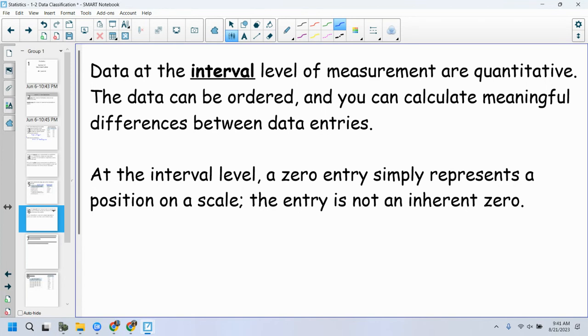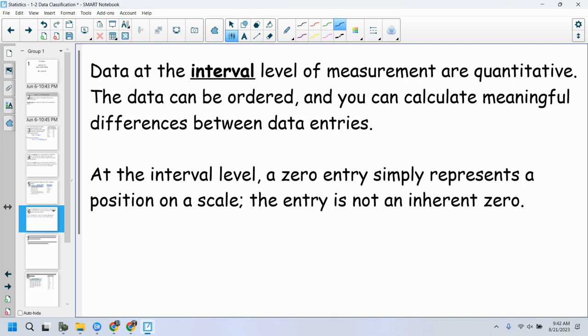If I said, how many siblings do you have? If you have zero siblings, you have zero siblings, right? You have zero of that thing, right? That wouldn't necessarily be considered interval. You actually have zero of that thing. So that wouldn't necessarily be interval.